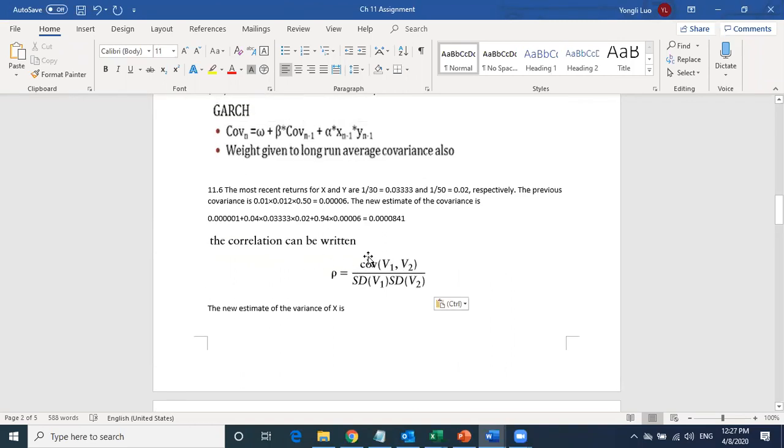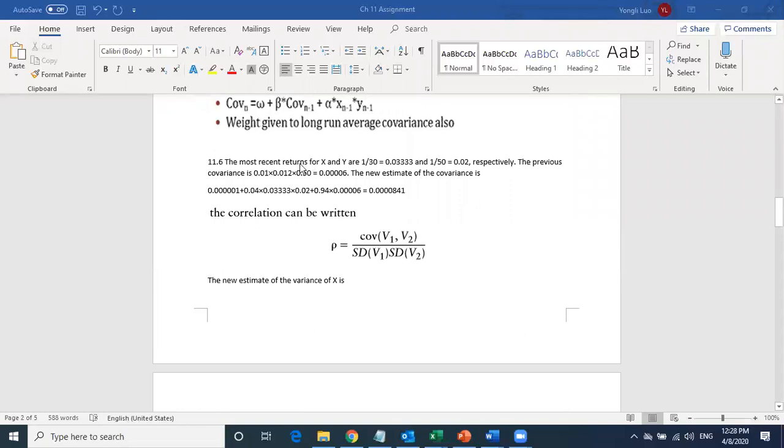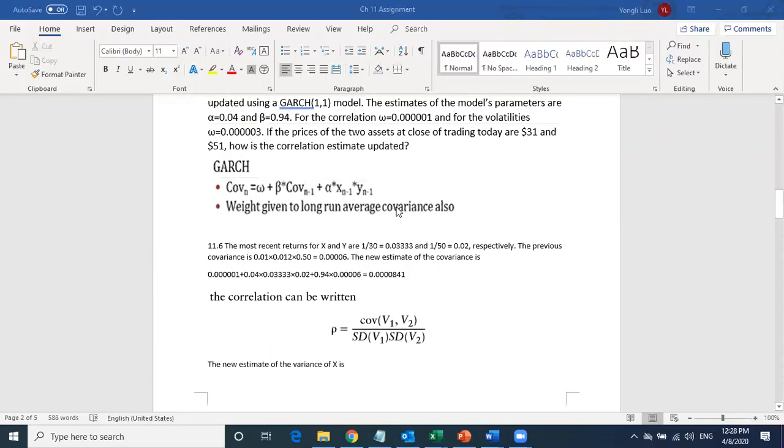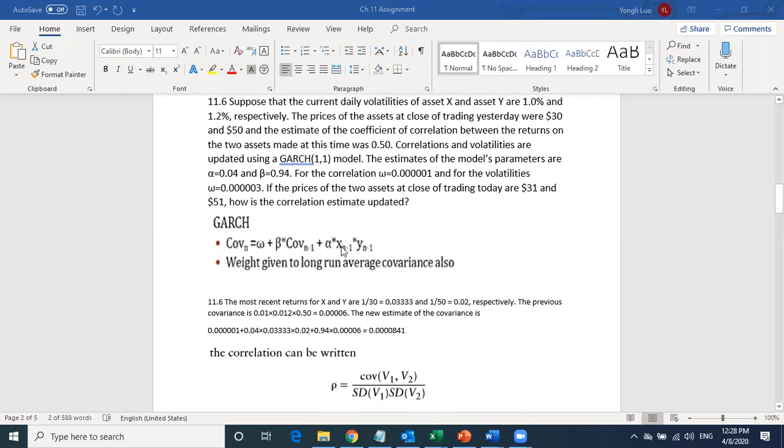Okay, and then you have the most recent return. How do you get the return? The price changes from 30 to 31, so the return equals 31 minus 30 divided by 30, which is 1 divided by 30. And from 50 to 51, 51 minus 50 divided by 50 is 0.02. That's the most recent return. So you have the returns here.